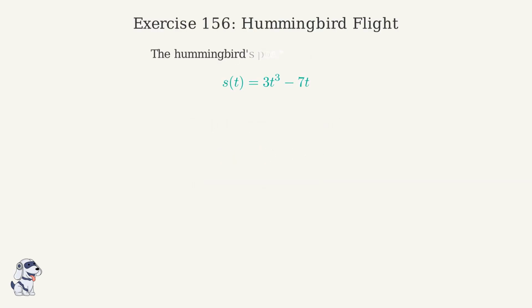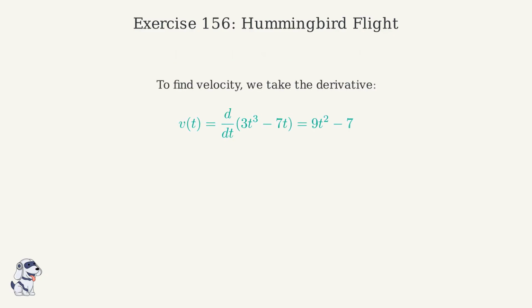Let's look at the path of a hummingbird. Its position over time is given by the function s of t equals 3t cubed minus 7t. To find the velocity, we just take the derivative of the position function. Applying the power rule, we get 9t squared minus 7. Plugging in t equals 1, we find that the hummingbird is moving at 2 meters per second.